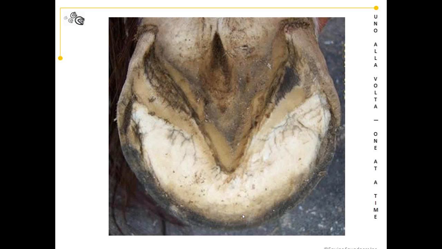When you have the foot up, you look at the sole and you look at the bars. This is an untrimmed hoof, and the bar runs here.